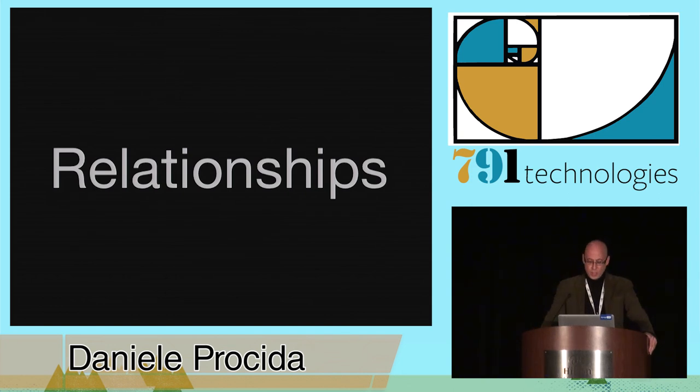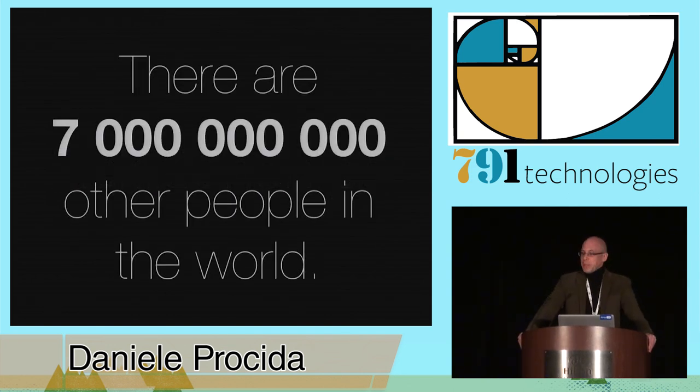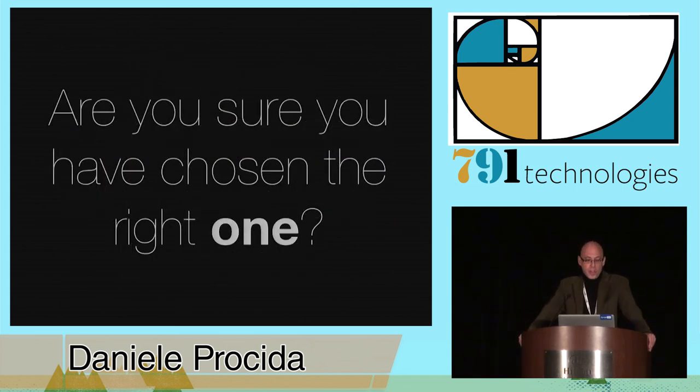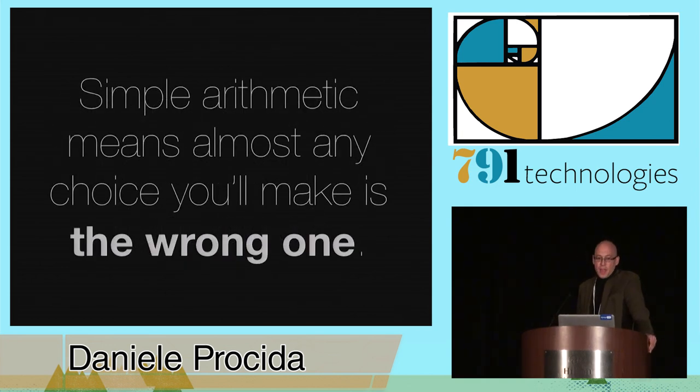So, relationships. There are 7 billion other people in this world. Are you sure that you have chosen the right one for yourself? Because right now, there's probably someone out there with whom you would have been happier than the imperfect person you are having an imperfect relationship with right now. What's worse is that your chances of discovering the perfect person are almost nil. Simple arithmetic means that almost any choice you'll make is the wrong one. And also, that you will fail in any attempt to make a better choice.